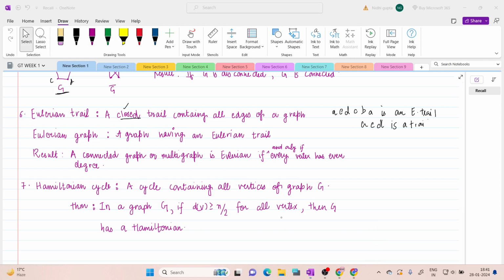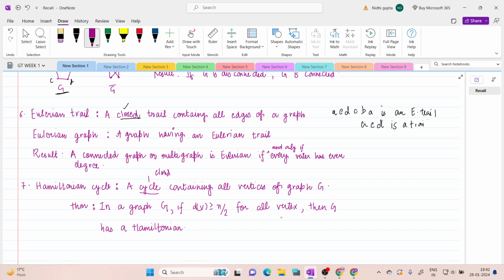Yes, so a Hamiltonian cycle is a cycle. So by cycle, what do we mean? A cycle is a closed path. That is, we have a path on which only the first and the last vertex are repeated. In between, there should be no repetition of the vertices. So a Hamiltonian cycle is a closed path which contains all the vertices of graph G. And as you asked, it need not contain all the edges, but it should contain all the vertices.